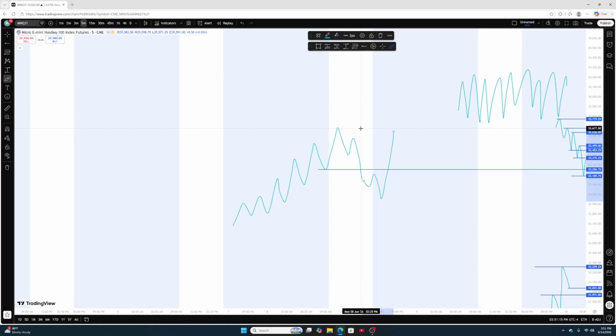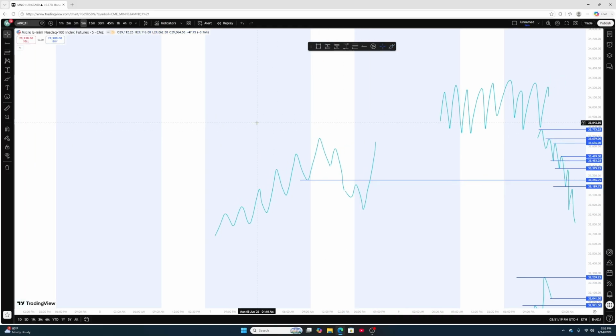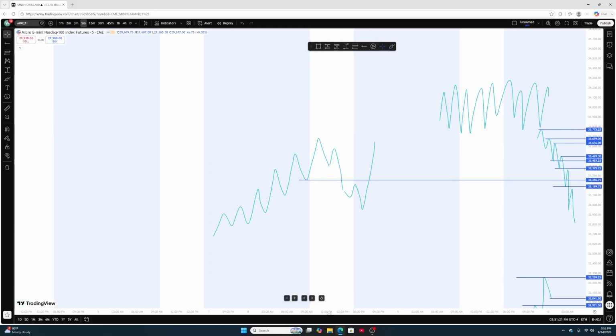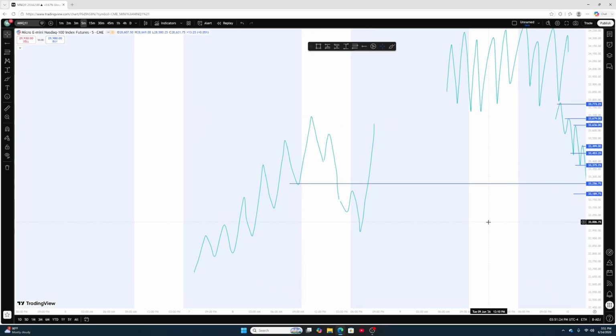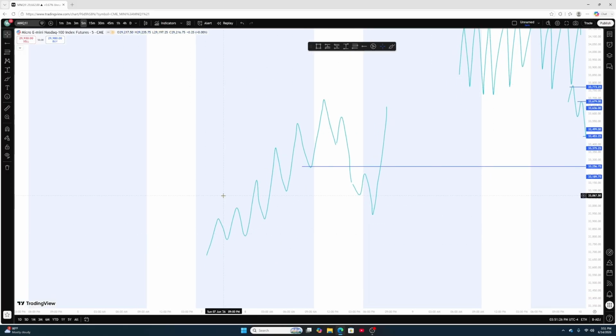Because a lot of people get it confused, and they think this small candle closure up here was a break, or whatever it may be, and they just get confused on it. They're getting stopped out. They get demotivated. So hopefully this will help some of you out on break of structure.